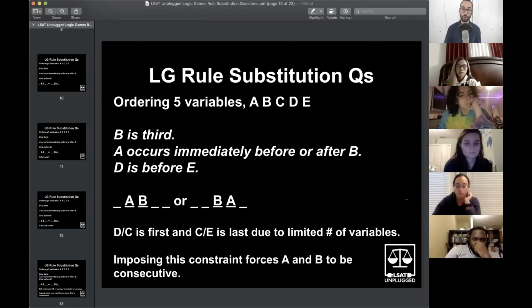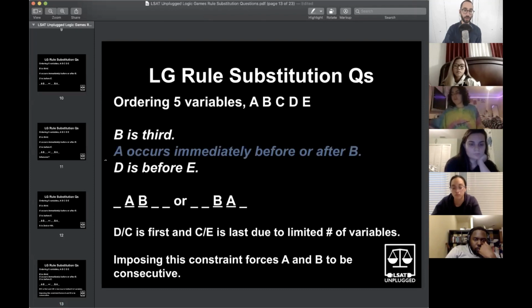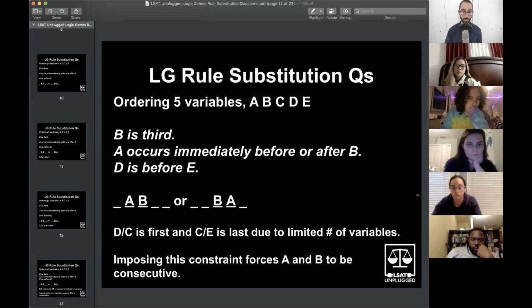It wouldn't dictate the order. It could go either way. A could be on 2 or 4 on either side of B, but it would lead you to the point where A and B had to be consecutive. So again, the idea is you remove this second rule and you insert this instead. If you were to impose D or C is first and C or E is last, it would lead you to the idea that A and B were consecutive. There'd be no way around it.